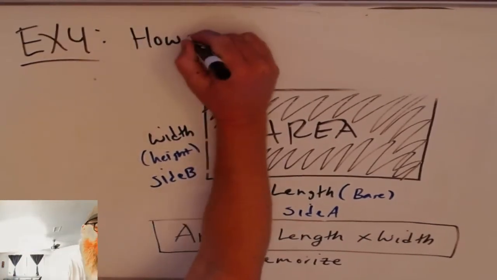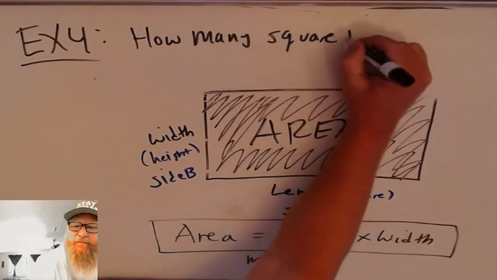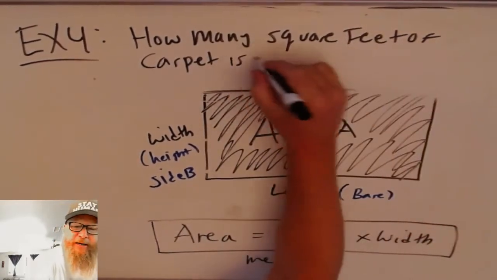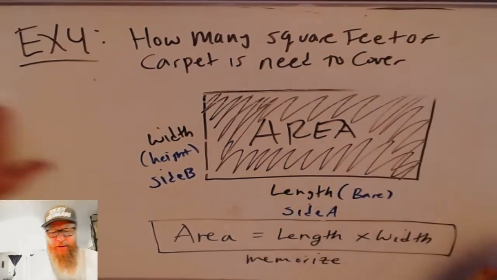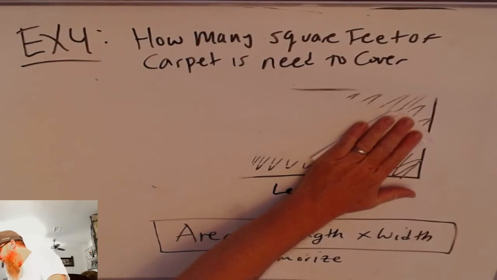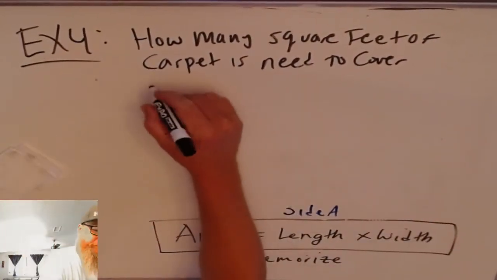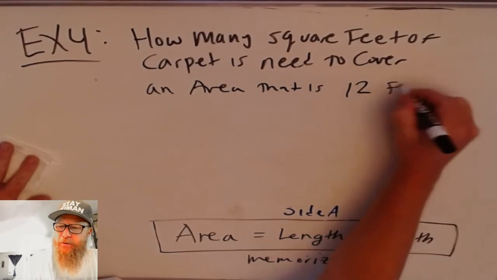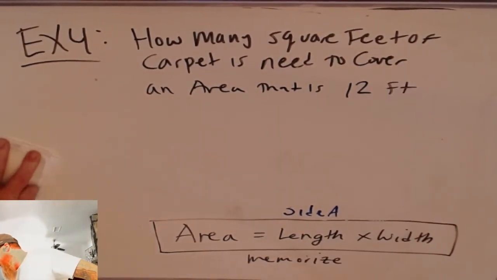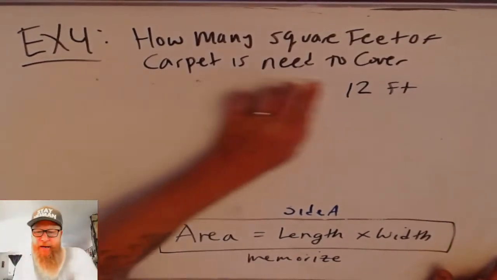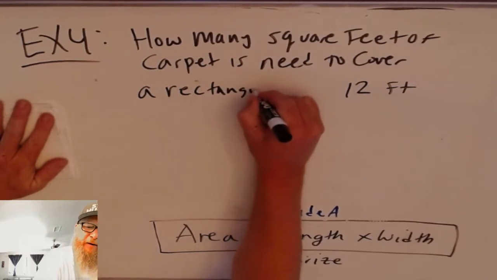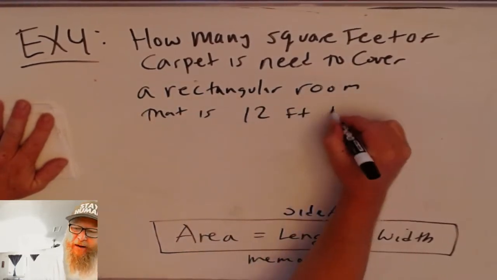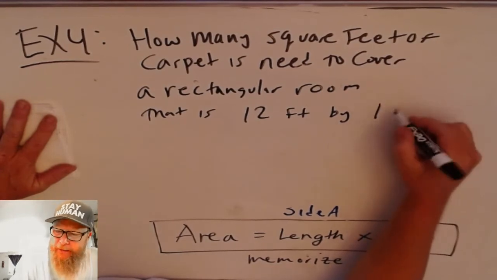How many square feet of carpet is needed to cover an area that is 12 feet by, let's cover a rectangular room. I'm going to make sure I say it right. That is 12 feet by 18 feet.